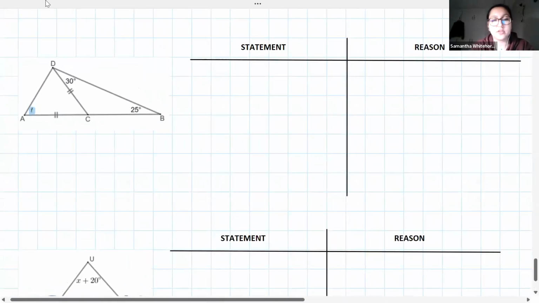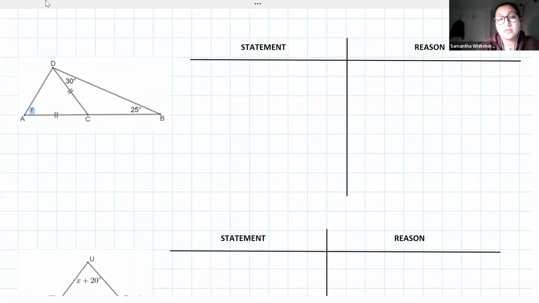So I'm going to start with the first one just because it's first. If I have a look at what I have, T is in two different triangles. So it's in the big triangle ADB and it's in the smaller triangle ADC. But either way, I can't use sum of angles in a triangle because I don't have enough information. The only angles I've been given are this angle 30 and this angle 25.